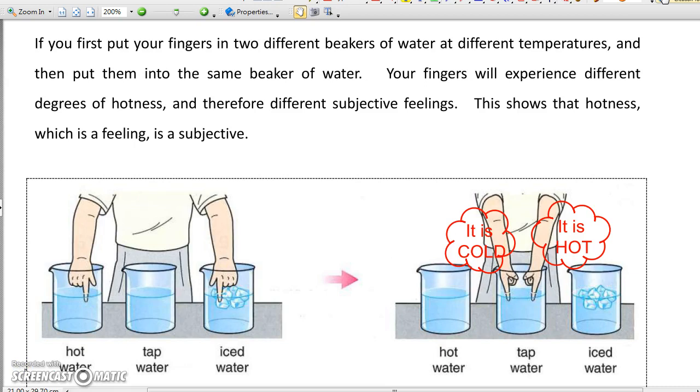If you do not agree that feeling is subjective, you may try the following experiment at home. You may put your 2 fingers, one into hot water, another into iced water for some time. After a while, you put both your fingers into tap water, which is supposed to be not too hot, not too cold. But then the finger that was in hot water will tell you, oh, it is cold. The finger that was in iced water will tell you, oh, it is hot.